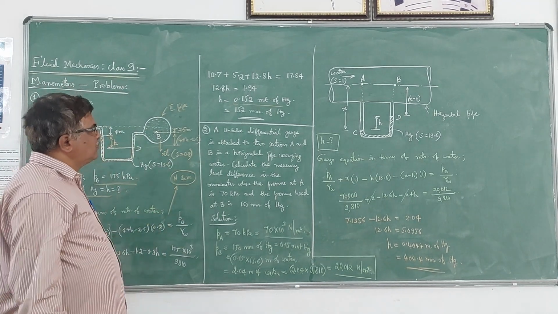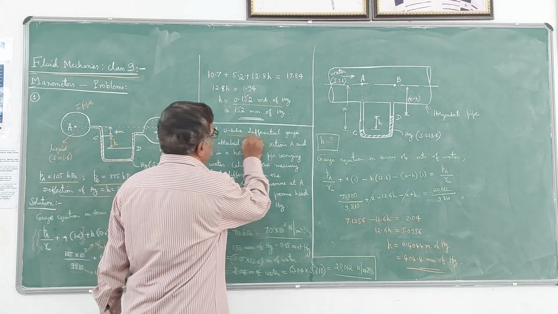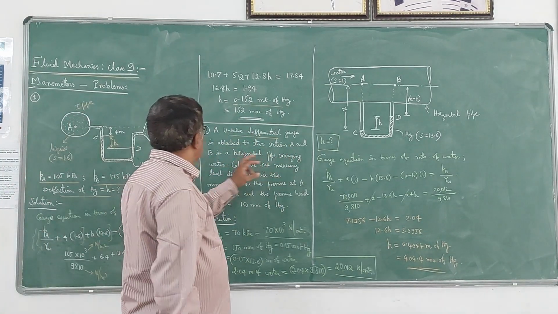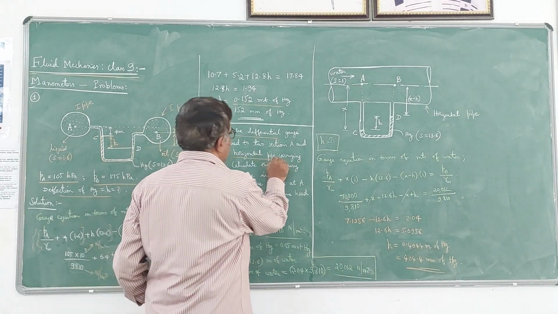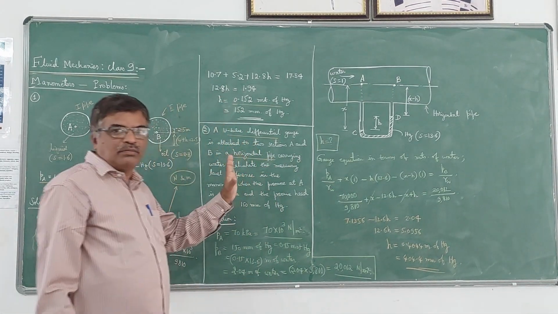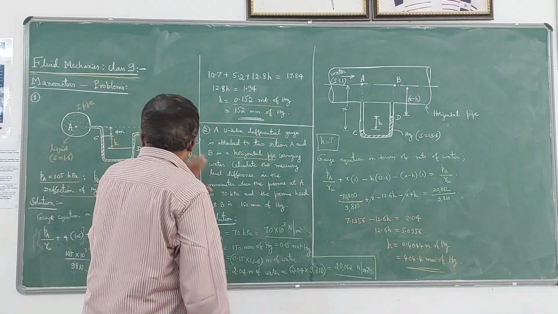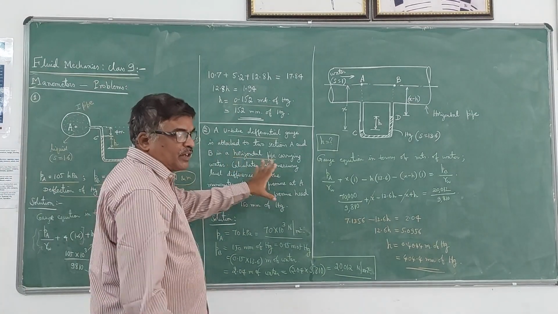Now the second problem is regarding a U-tube differential manometer or gauge. It is attached to two sections, A and B, in a horizontal pipe. The figure is not given. This is an examination problem, and the figure is not given, so you have to draw the figure. Here the figure is given, but in this problem it is not.